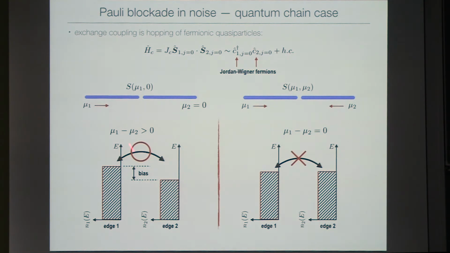So if you chemically bias only one system, there's phase space for fermions to scatter across, and so you generate more noise. But then if you bias both spin chains, then the phase space is pinched off, and the fermions don't have phase space to scatter across the chains. So that reduces the noise. And of course, this kind of Pauli blockade of occupied states is not relevant for both magnon systems, which are bosonic.